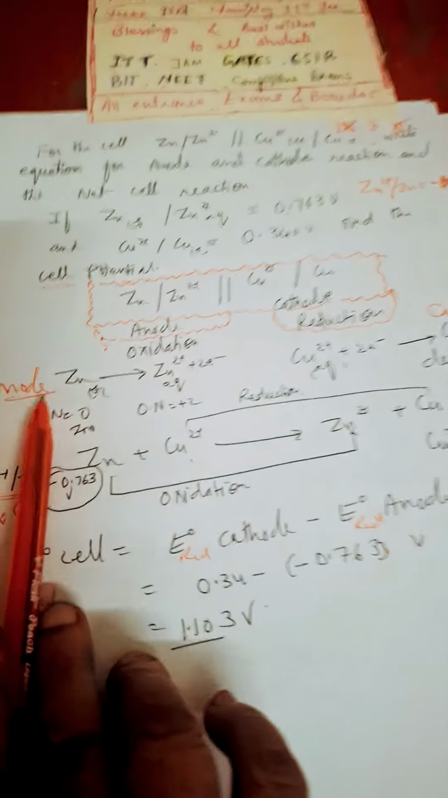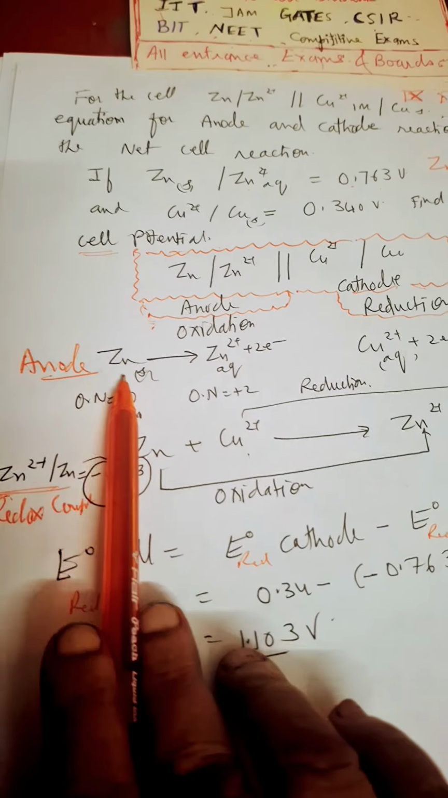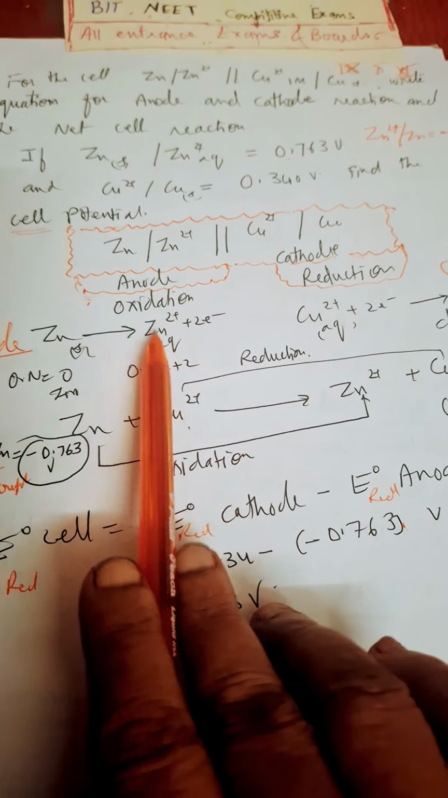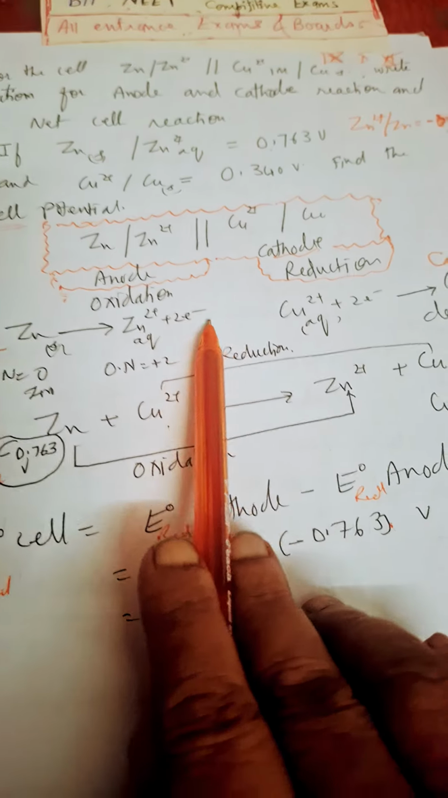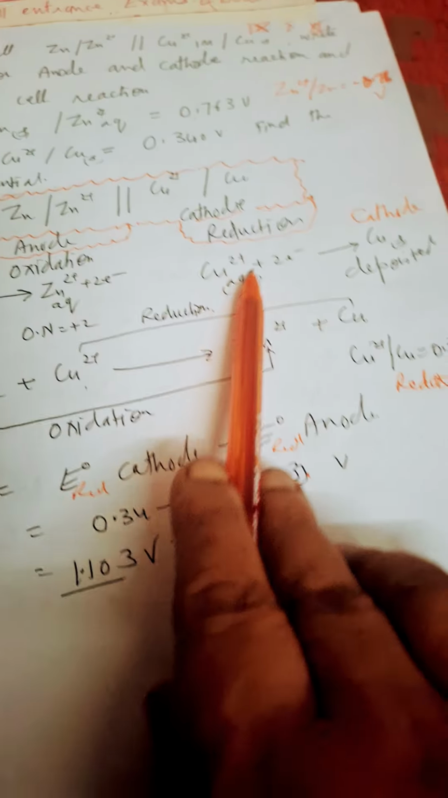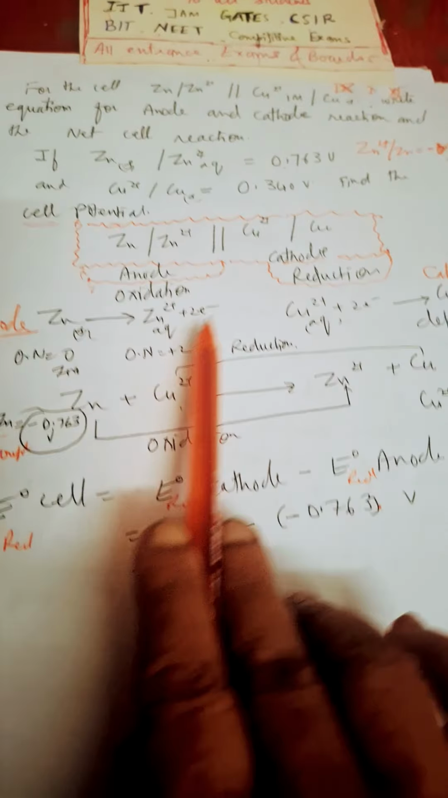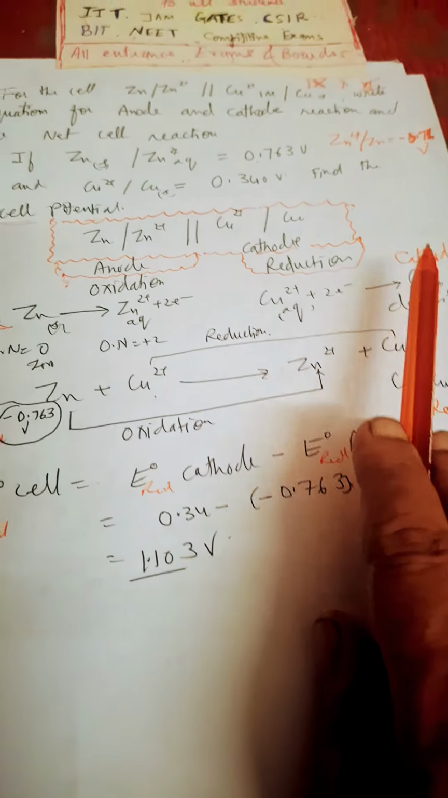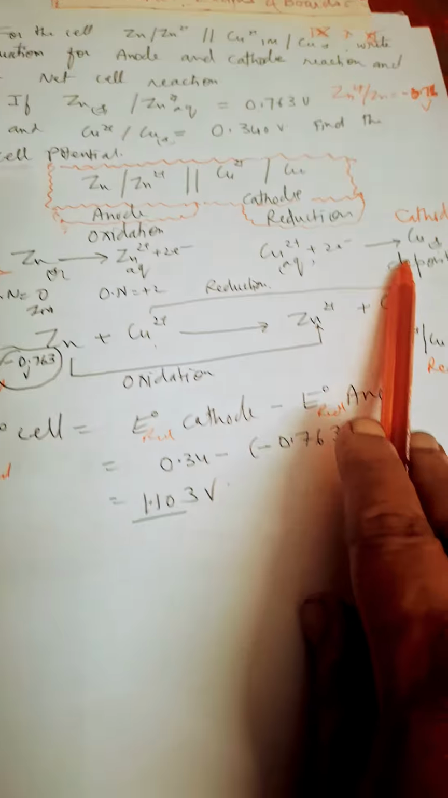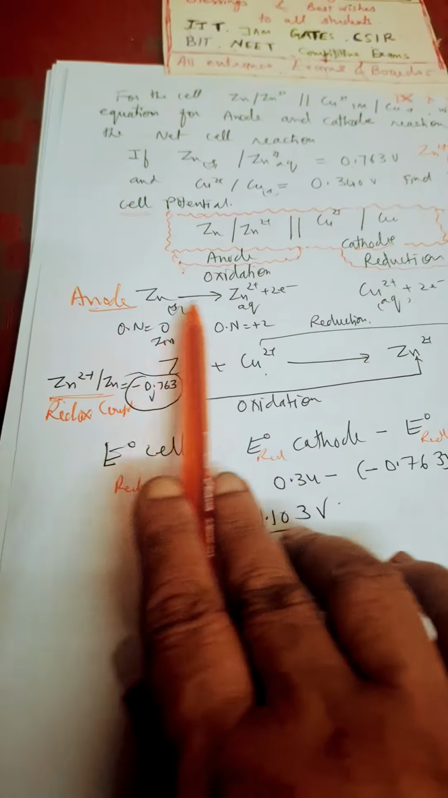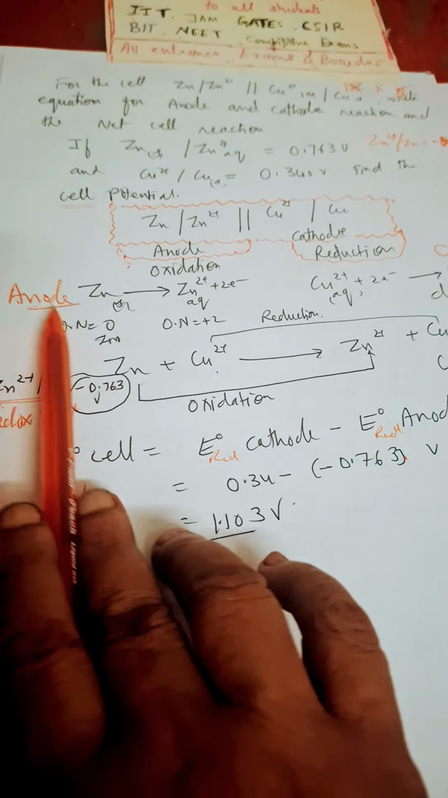Why is this going on? Because at the anode, Zn is oxidized to Zn2+ and discharges 2 electrons. These 2 electrons are gained by Cu2+ and it is deposited as copper. So this is the anodic half reaction and this is the cathodic half reaction. The reaction taking place at the cathode is known as the cathodic reaction, and the reaction taking place at the anode is the anodic reaction.